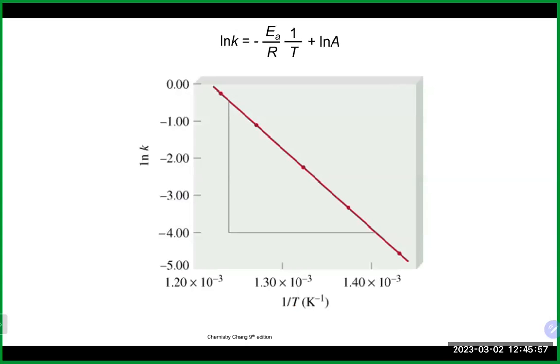So here is more of a plot that you would use as a straight line. Once again, our y equals mx plus b. And you can see you get a nice linear relationship there, where once again, in this particular case, minus Ea over R would give us our activation energy.